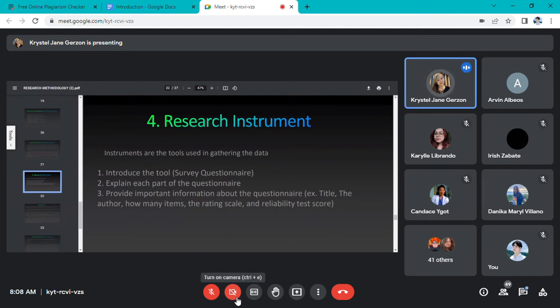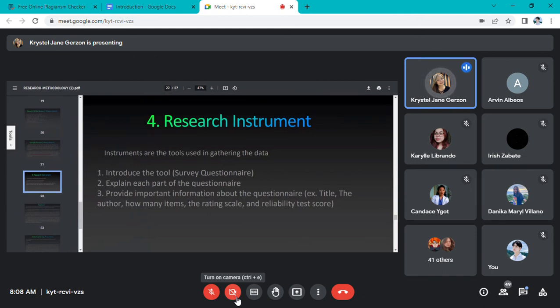Provide important information such as the title of the questionnaire, the author, how many items, the rating scale, and the reliability test score. This is very important, people. Now, this was not in your qualitative study before, no? But you need to discuss the title. Okay, I asked you that we will be adapting or adopting.